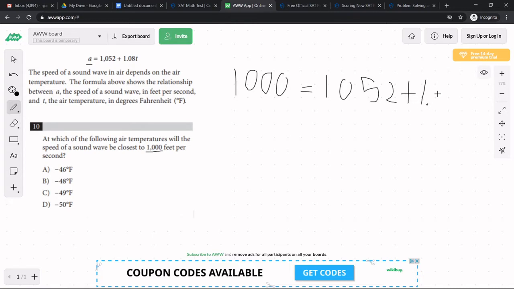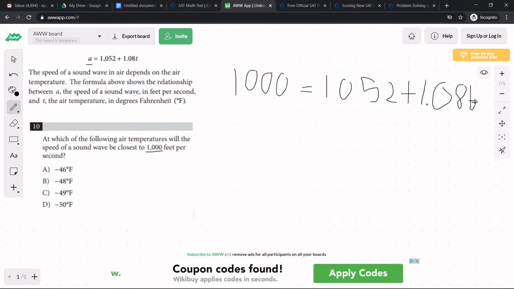plus 1.08t. Subtract 1,052 from both sides, and we get negative 52 equals 1.08t. And we're solving for t, so now we're just going to divide both sides by 1.08.